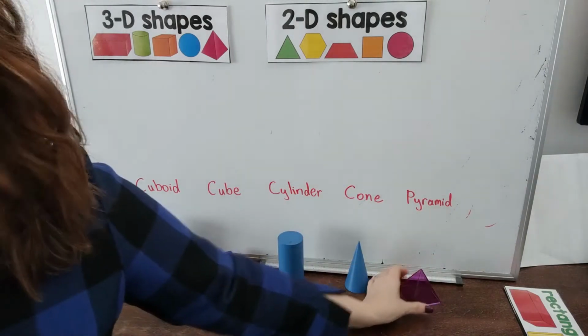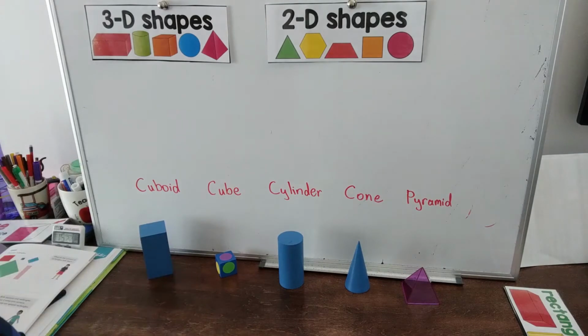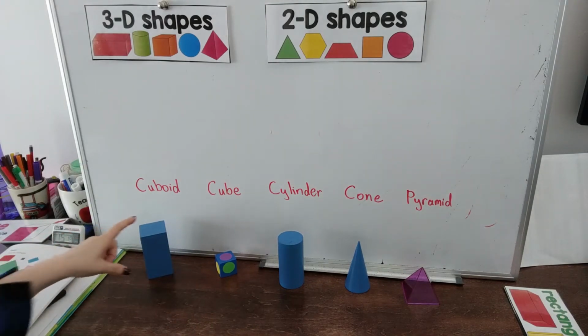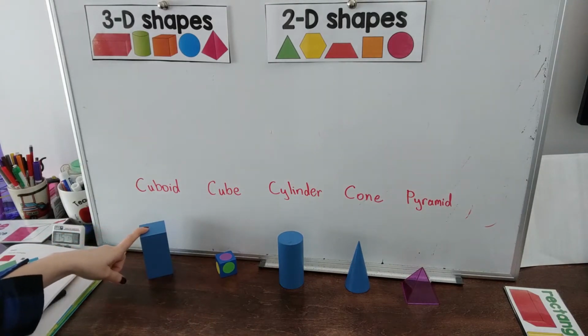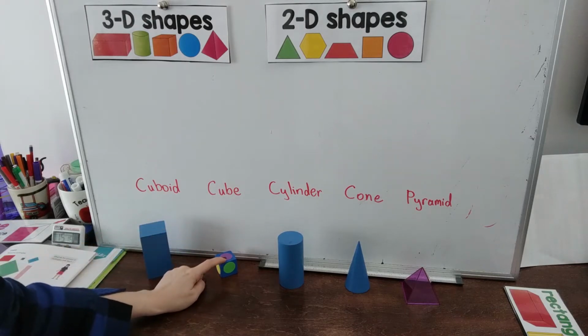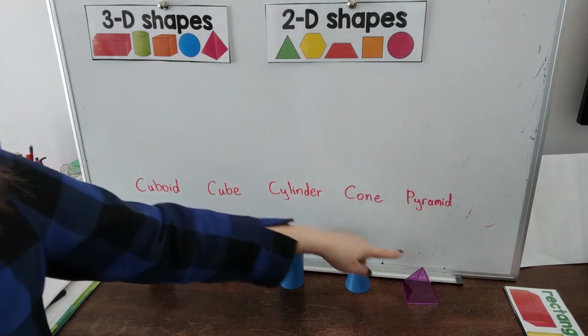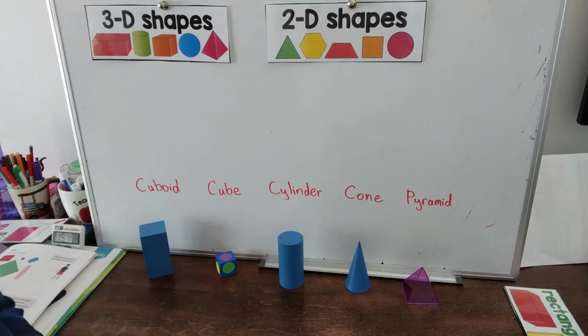Now what I want you to do is you're going to pause the video again and you're going to walk around the house and see if you can find something that looks like a cuboid, something that looks like a cube, a cylinder, a cone, and a pyramid, and bring those objects right back.